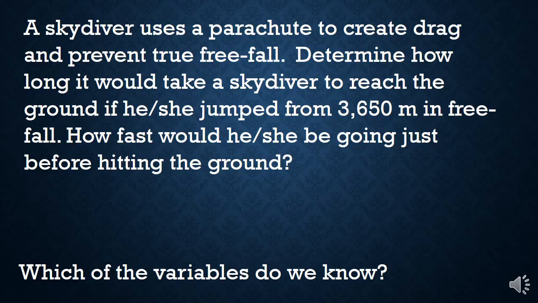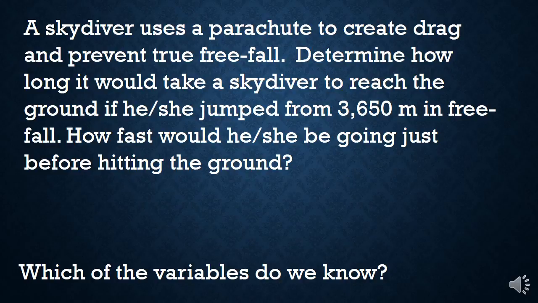Now we're going to think a little bit about free fall, which remember is just constant acceleration. It's just that we know that the acceleration will always be negative 9.8 meters per second squared. So skydivers use parachutes to create drag and prevent them from falling and accelerating at negative 9.8 meters per second squared, because that would be very bad.